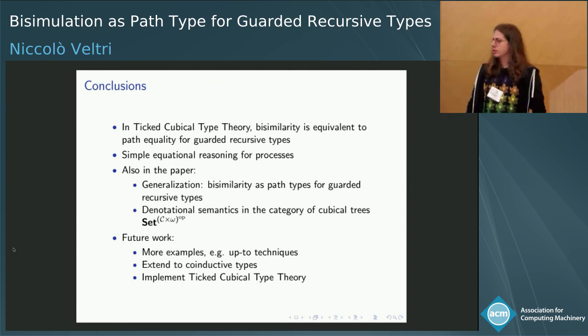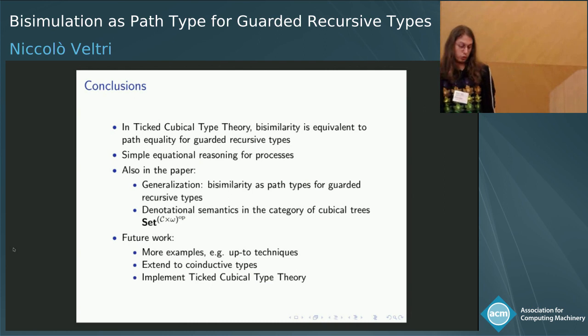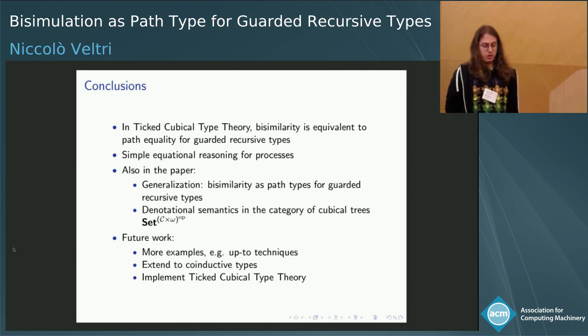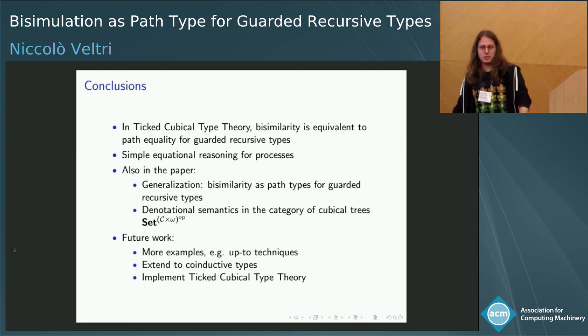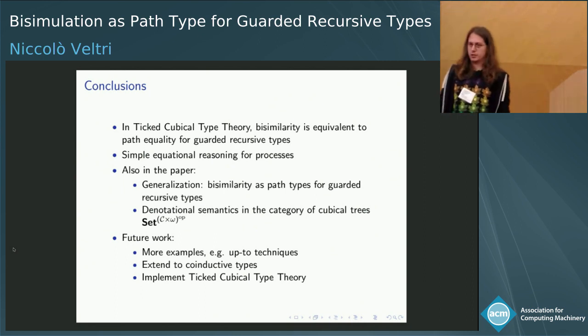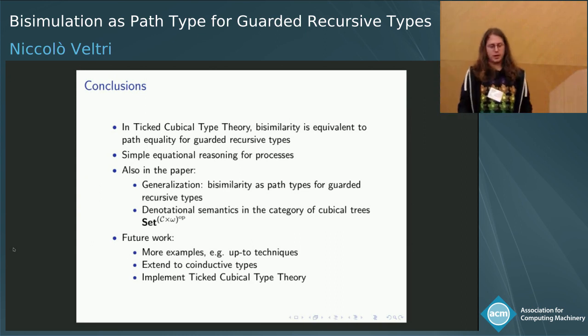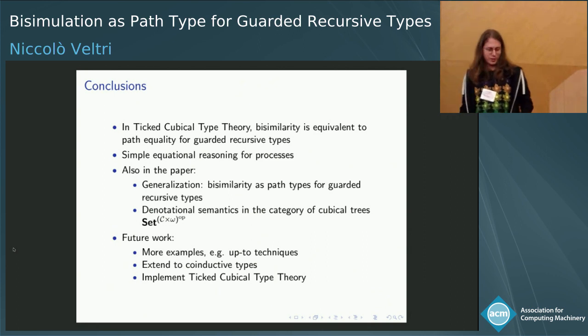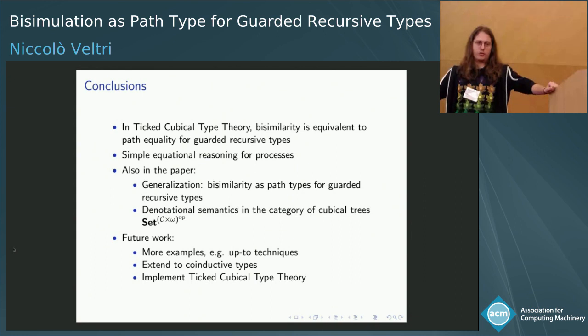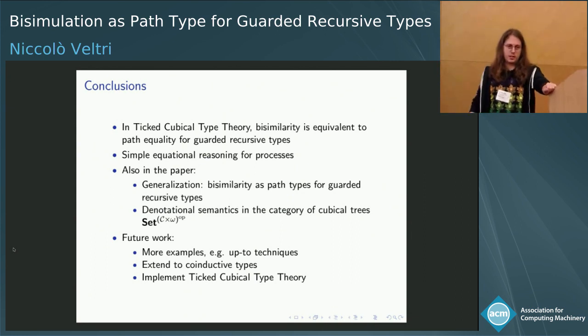And then we also have the denotational semantics in the category of what they call cubical trees, because these are contravariant presheaves over the category C times omega. C is the category used for modeling cubical type theory, at least in the style of Coquand and others. And omega is the category of ordered natural numbers. This is a model that has also already been used in guarded cubical type theory.